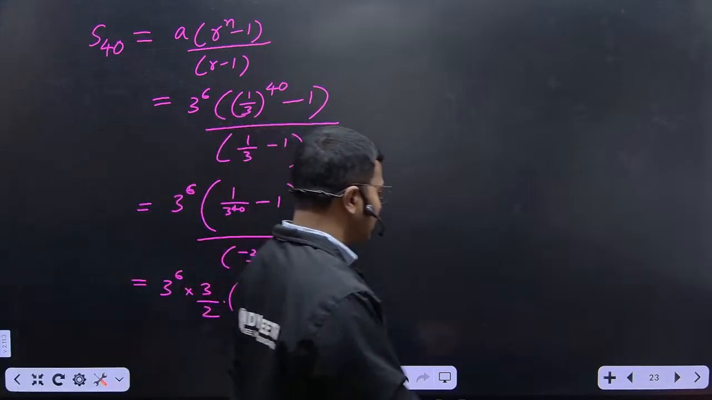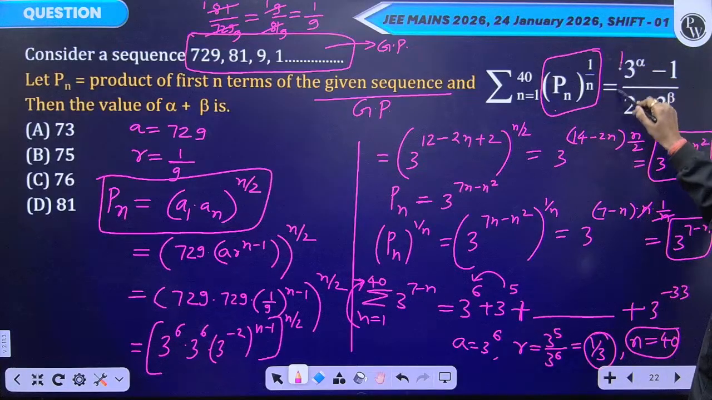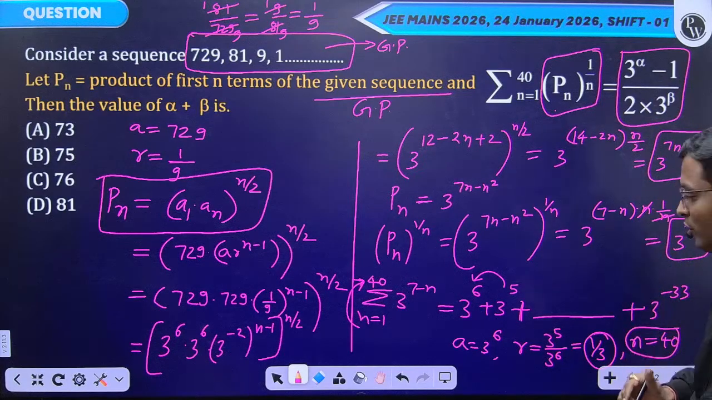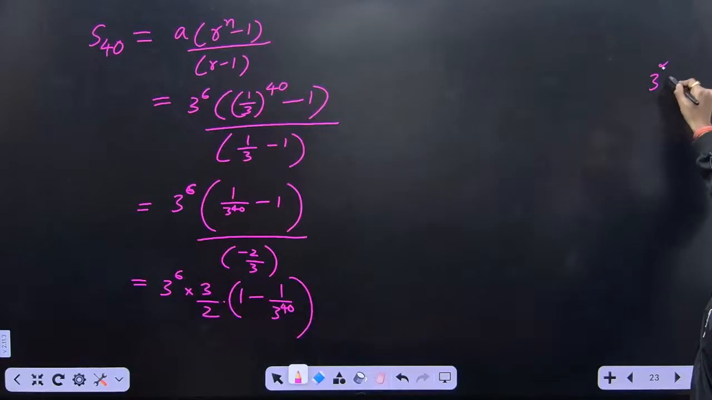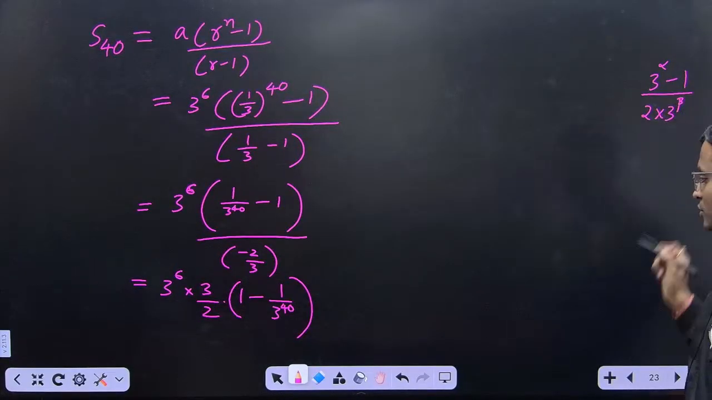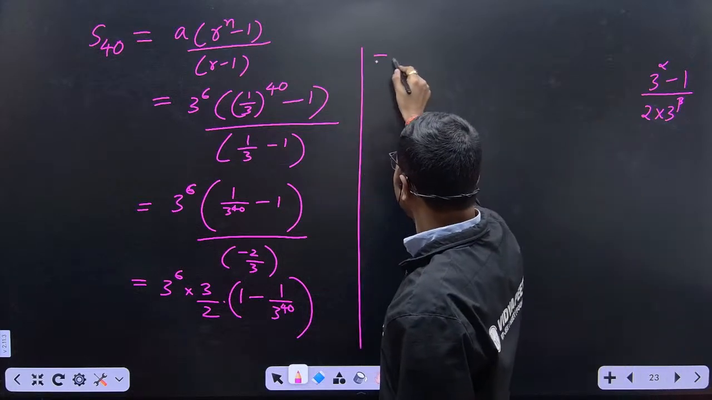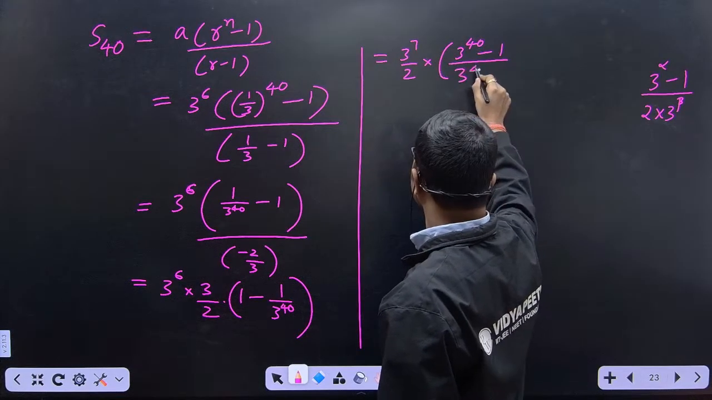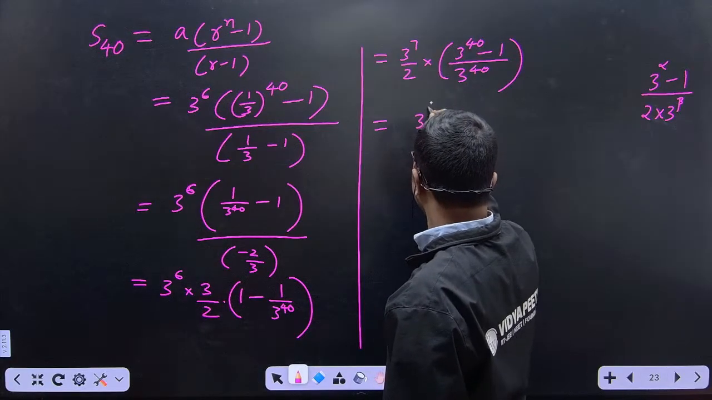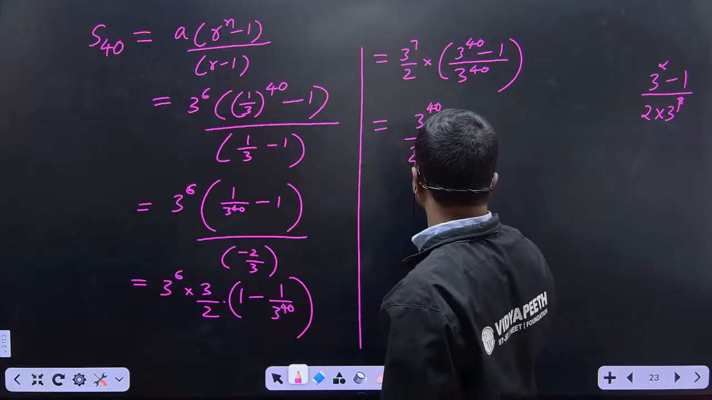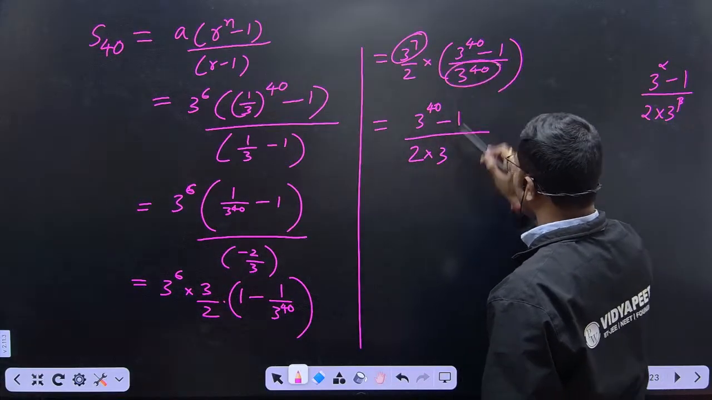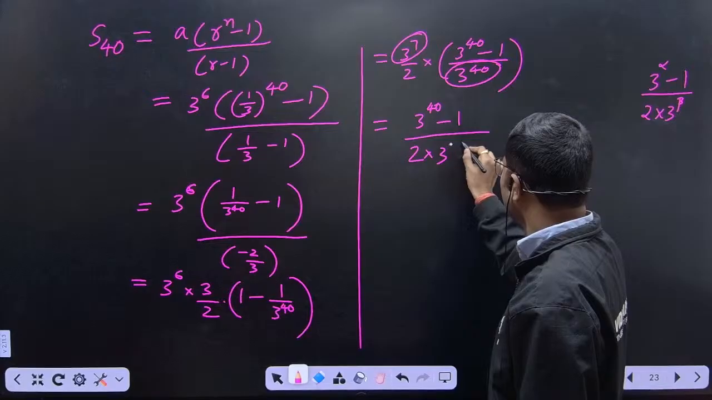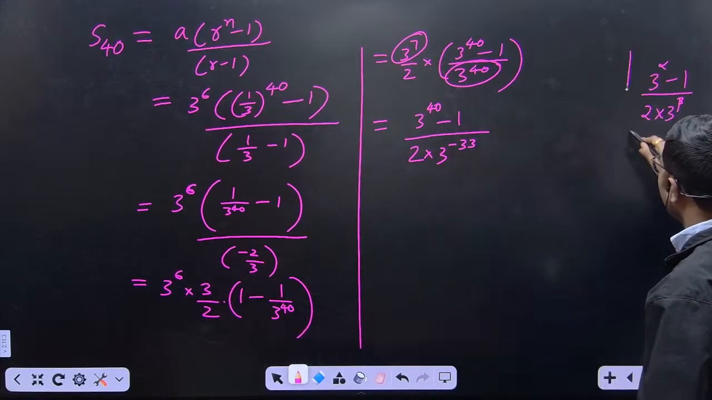Now let us compare it to the expression in the question. We want to bring it into this form, that is (3 power alpha minus 1) by (2 into 3 power beta). So let us simplify. 3 power 7 by 2 into (3 power 40 minus 1) by 3 power 40. So (3 power 40 minus 1) by 2 into 3 power, and these two we can simplify using the laws of powers: a power m by a power n is a power m minus n. So how much do we get? 3 power minus 33. Now compare with the given expression in the question.